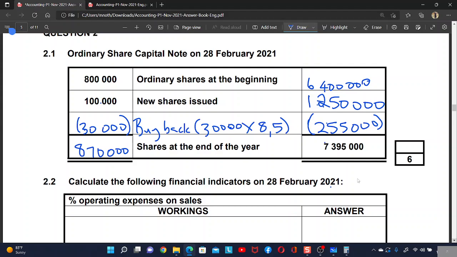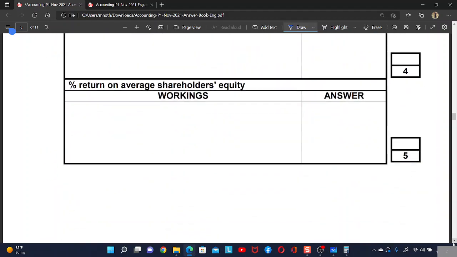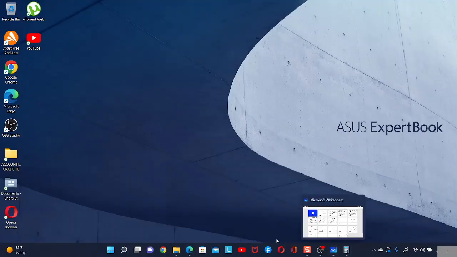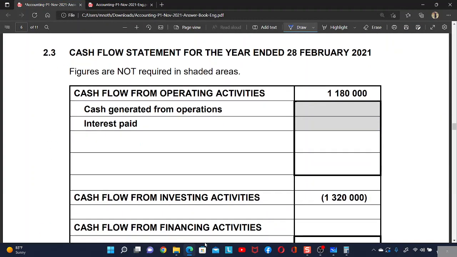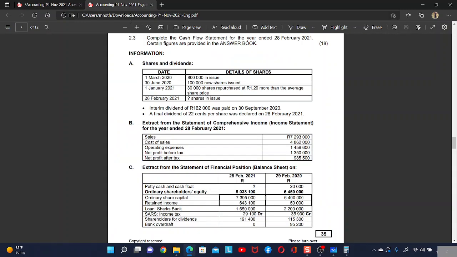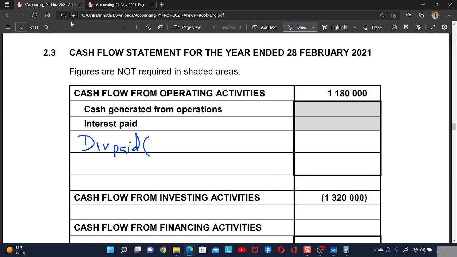And now let's go to our cash flow. In our cash flow, we have the dividend paid. So remember, I said you take the interim. The interim is 162. So to get the dividend paid, you say interim dividend plus the final dividend of the previous year. So 162,000.